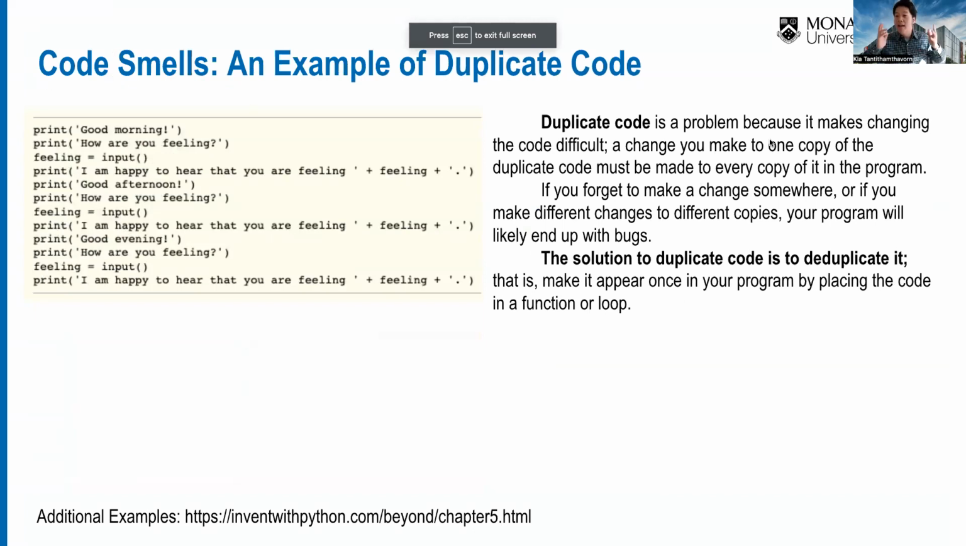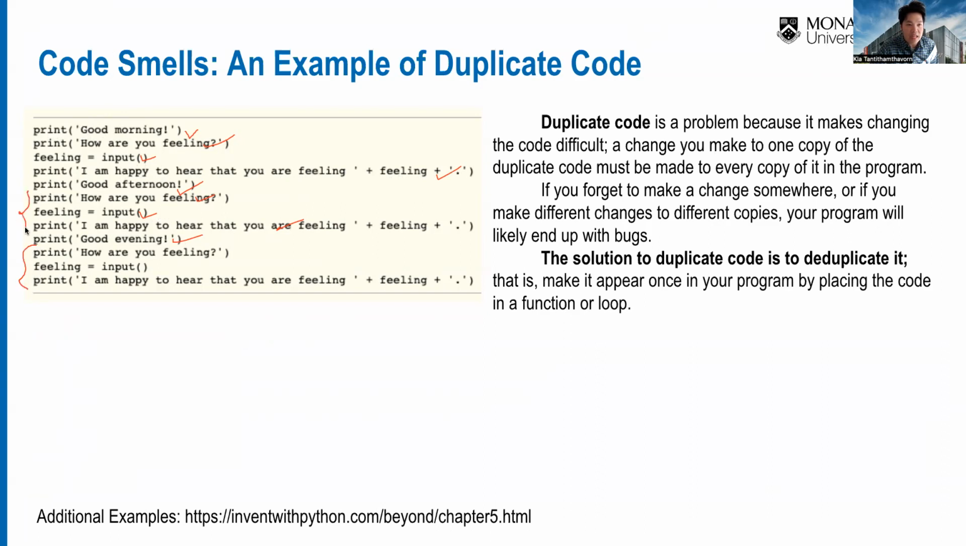Okay, let's take a look at this example. This is an example of duplicate code. Let's try to look at it together, how it is duplicated. First, print, good morning, how are you feeling? Input the feeling. I'm happy to hear that you are feeling good, feeling better, that kind of thing. Good afternoon, and everything is the same, right? So these three lines, they are the same.